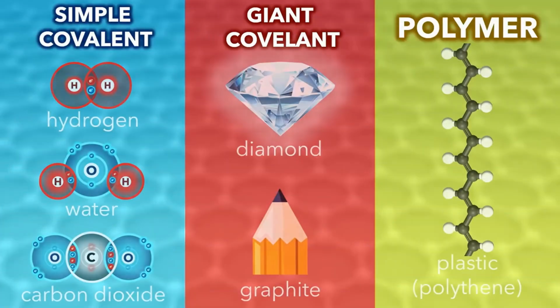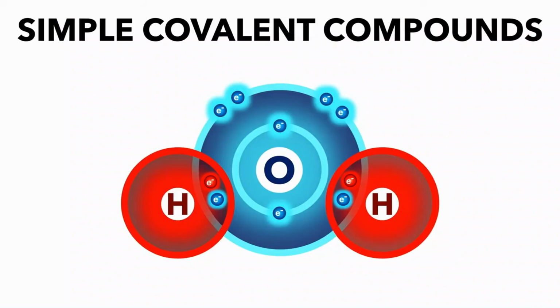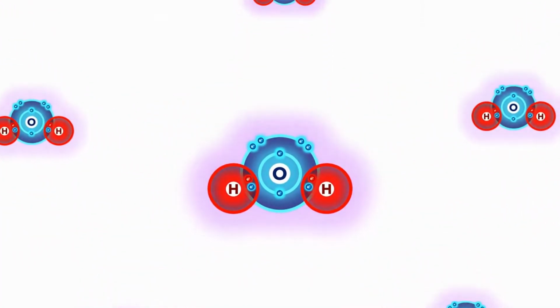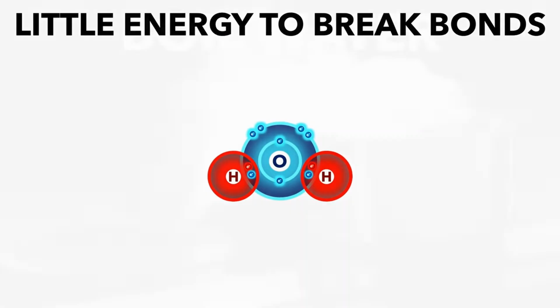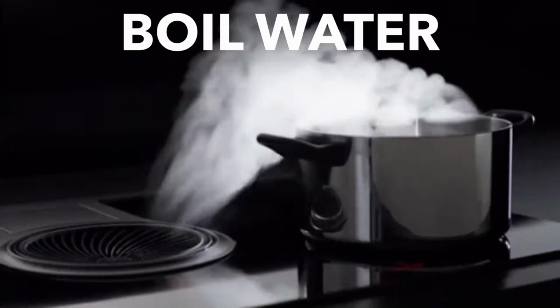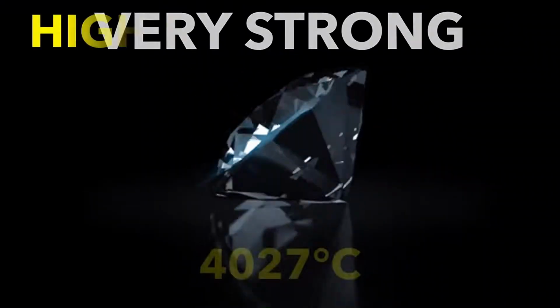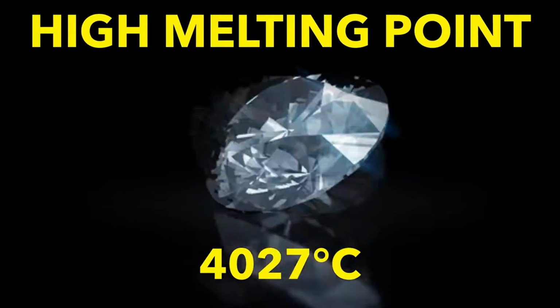Water is one of 3 kinds of covalent compound, called a simple covalent compound. Although covalent bonds are strong, the forces between the small molecules are weak, so it takes little energy to break these weak intermolecular forces, meaning that water and other simple covalent compounds have very low boiling points. However, giant covalent compounds like diamond have very high melting points due to the covalent bonds.